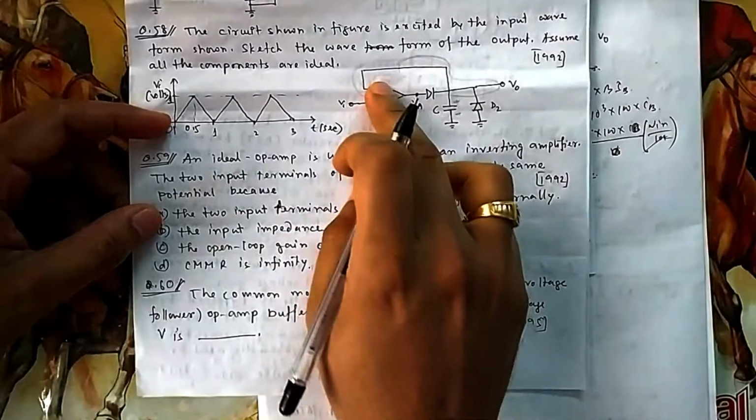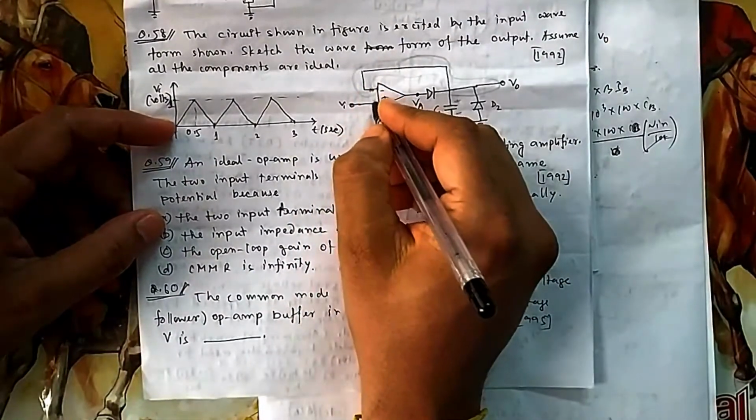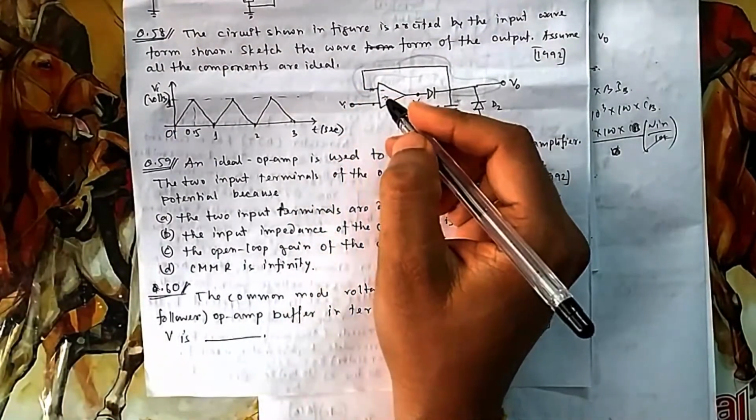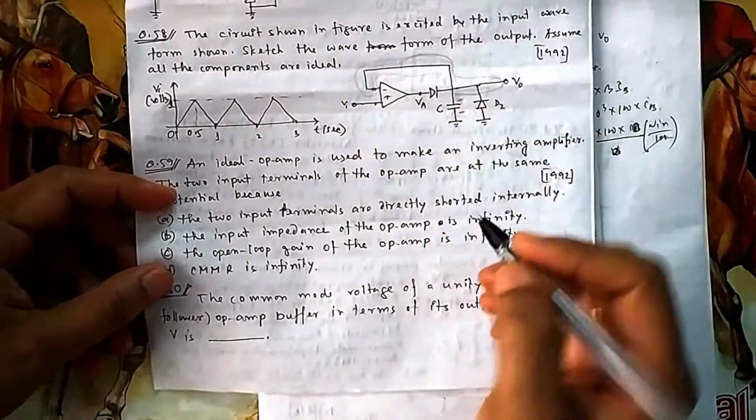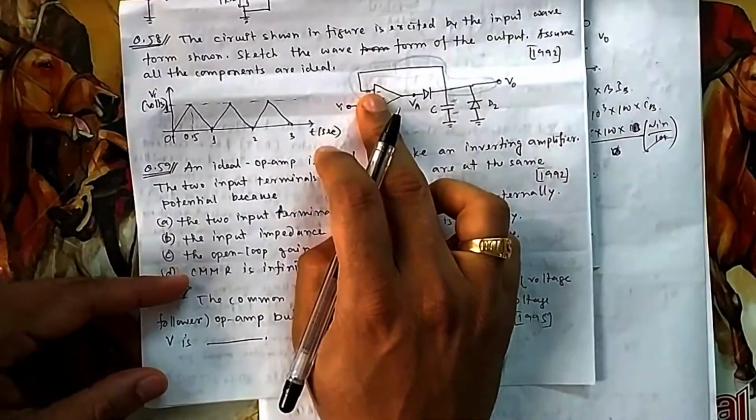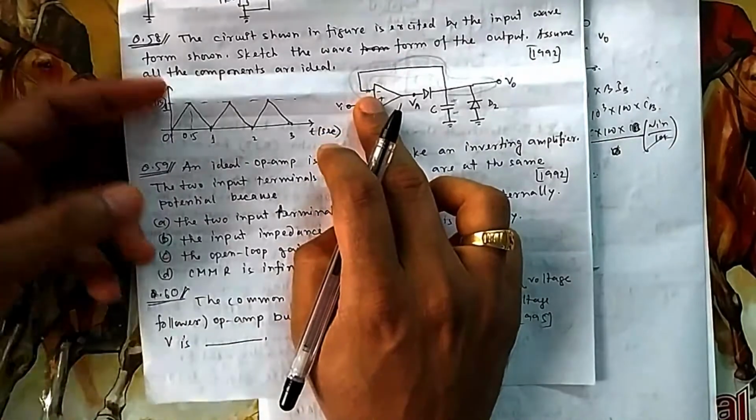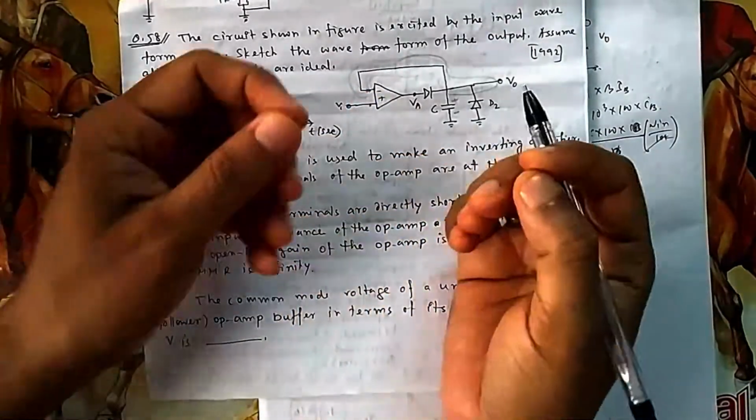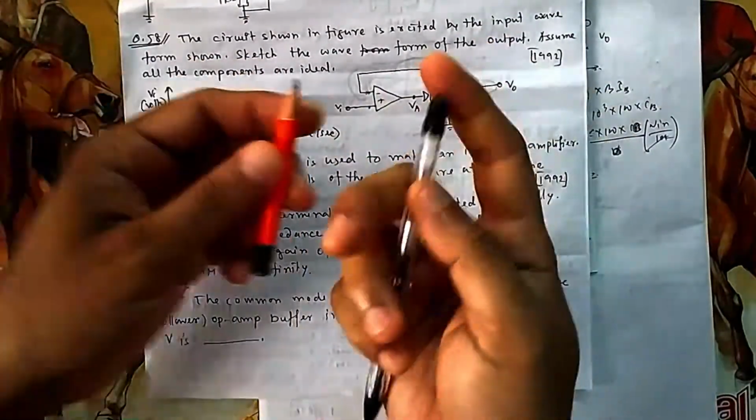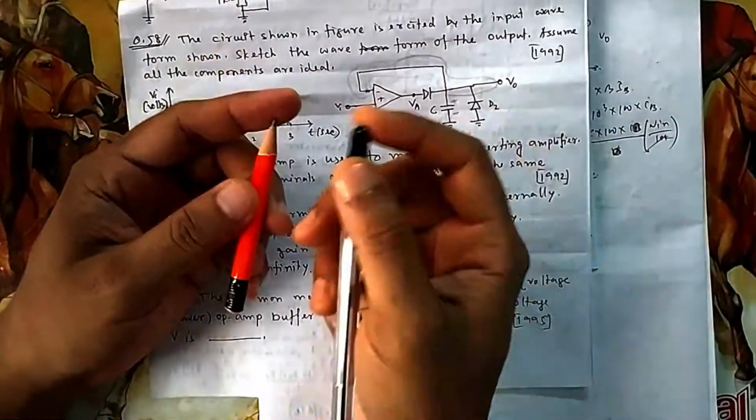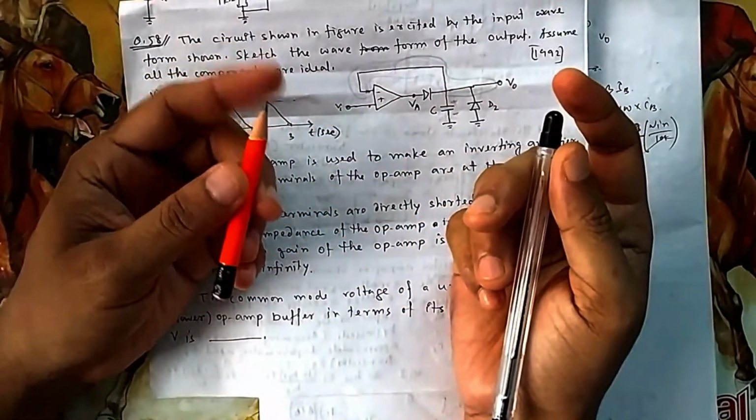No, this is not shorted internally, because this resistance is infinite. No current flows from here to here. These have infinite resistance, and the input impedance of the op-amp is infinite. Okay, this is infinite, but due to that, this is not at the same potential. Infinite means the two terminals are separated. That doesn't mean if this is 10 volt, this is also 10 volt.